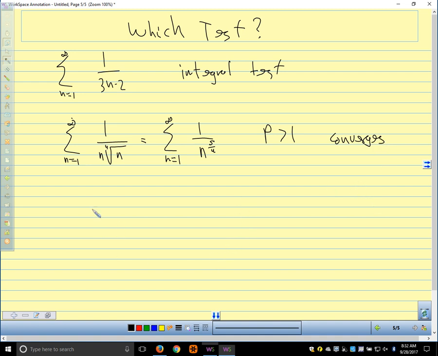How about this one? The first one was the integral test. This one is geometric. R is 2/3, so less than 1, and it converges.